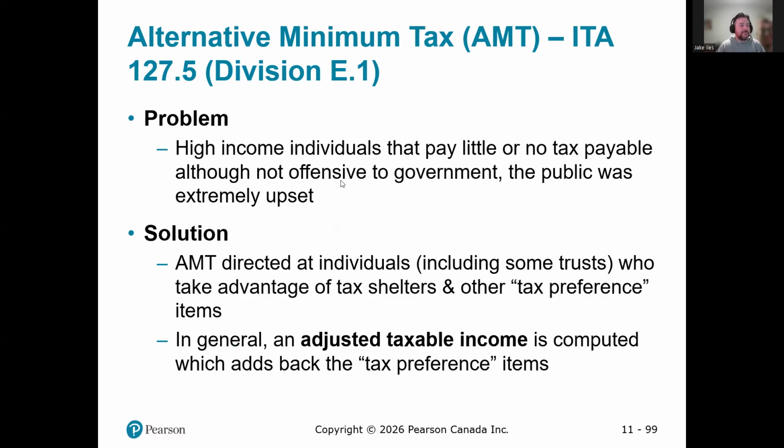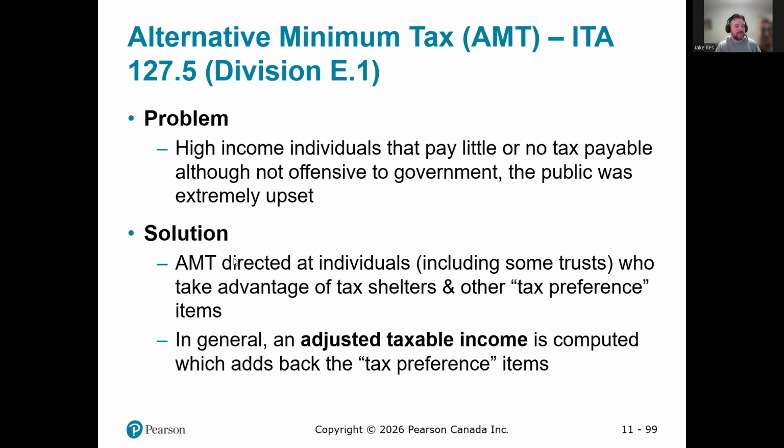Now, it's not offensive to the government because they are strictly following all of the tax rules, but the public was extremely upset, because this occurred in the 80s. It's upsetting to the public to realize that someone making vast amounts of money has a relatively small percentage of their income that's actually being affected by taxes. So the solution was the alternative minimum tax.